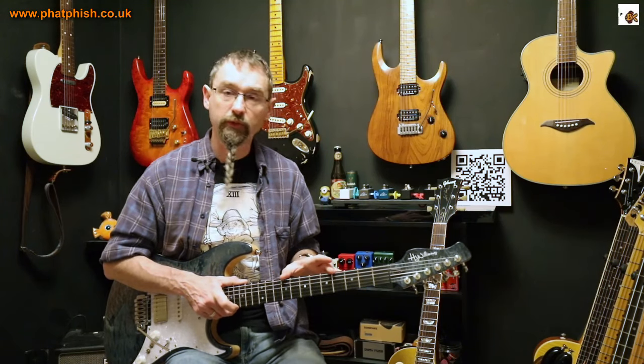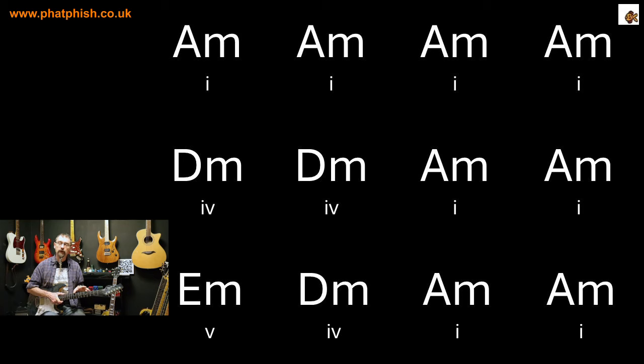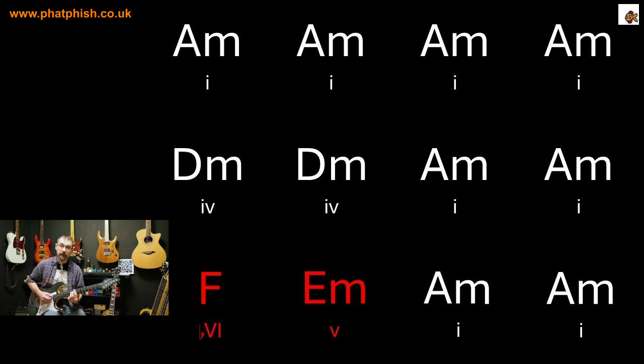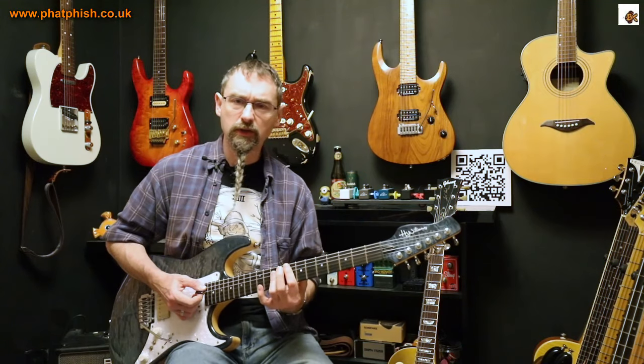So if you think about this as being the regular 12-bar blues that we've just been looking at, what we can do in bars 9 and 10 is, instead of playing a 5 chord followed by a 4 chord, we actually play a flat 6 major chord down to the 5 minor chord. Flat 6 major, what's that about?